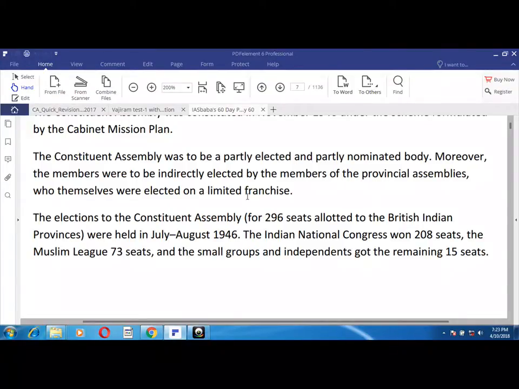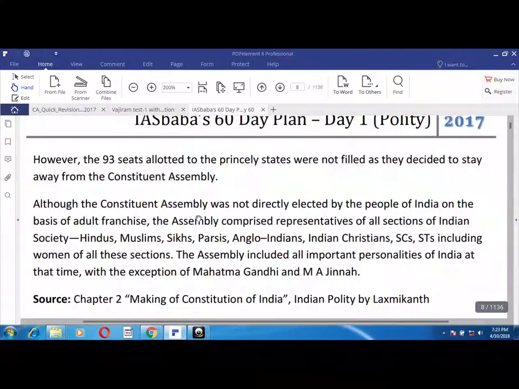The election to the Constituent Assembly for the 296 seats allotted to the British Indian provinces was held in July-August 1946. The Indian National Congress won 208 seats, the Muslim League 73 seats, and small groups and independents got the remaining 15 seats. However, the 93 seats allotted to the princely states were not filled as they decided to stay away from the Constituent Assembly.